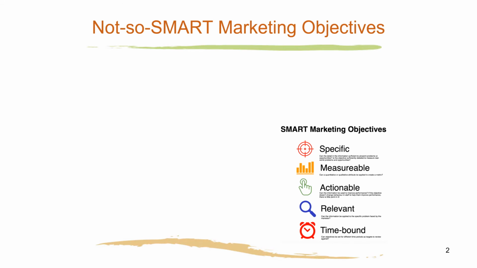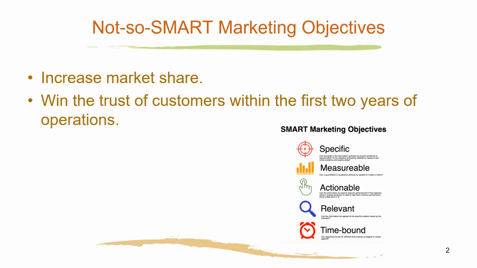Here are some examples of what I would term not so smart marketing objectives. Increase market share, win the trust of customers within the first 2 years of operations, utilize social media. Now, each of these items are laudable, good things for us to do as marketers, right? We want to increase market share. We want to win trust of customers. We want to use social media. But as objectives, each one of these falls short.